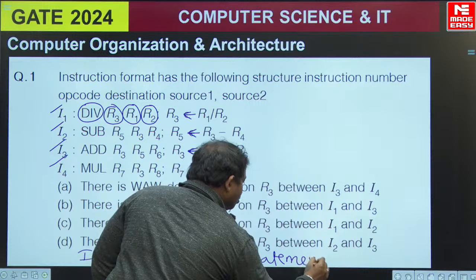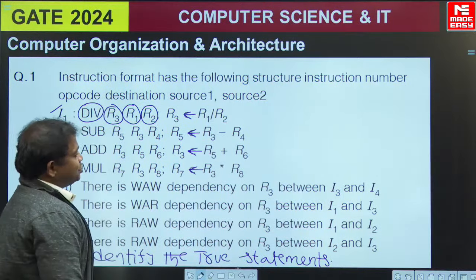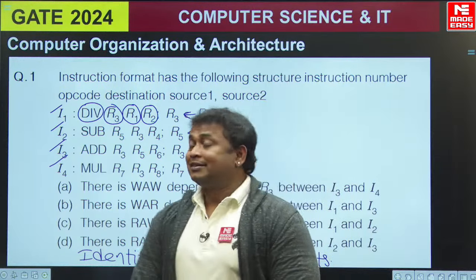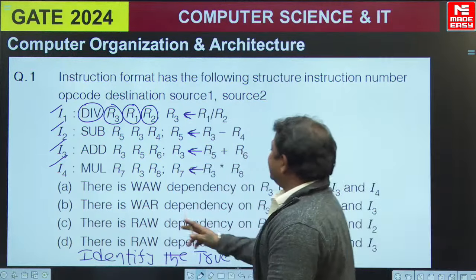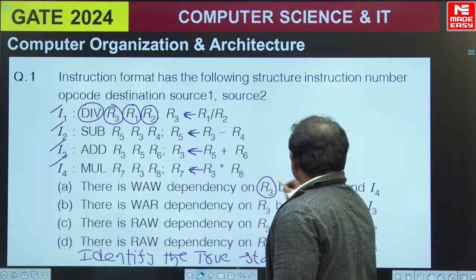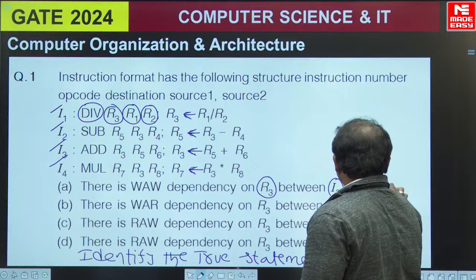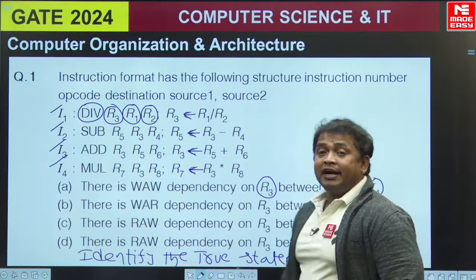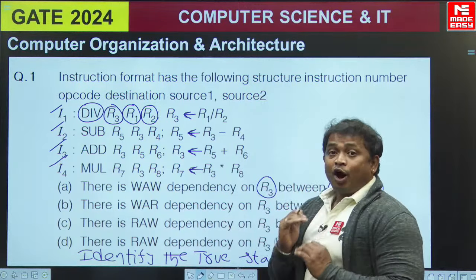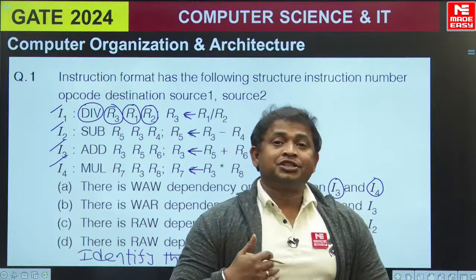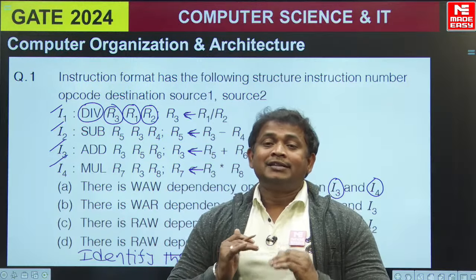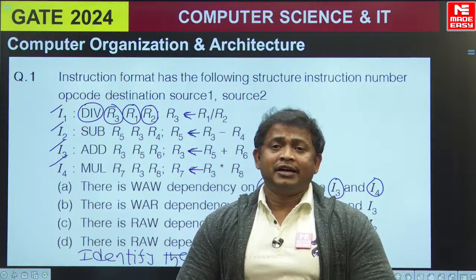I hope you did this question correctly in the exam. Please respond in the chat room with your option. Now see this. The first statement: there is a WAW dependency on R3 between I3 and I4. WAW means write after write, an output data dependency. So the output register of I4 and the output register of I3 are supposed to be the same. Then only output data dependency exists between instruction 4 and instruction 3.